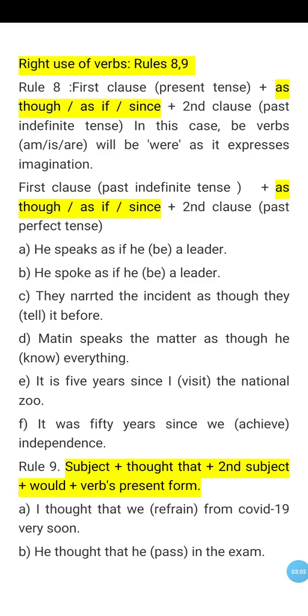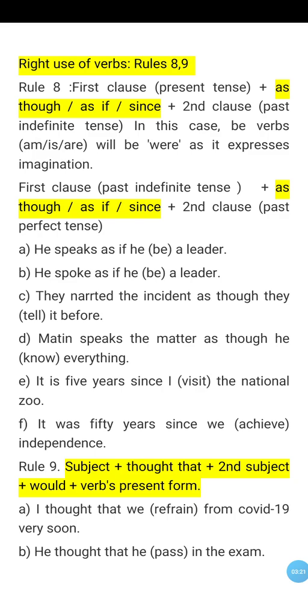D. Motin speaks the matter as though he know everything. Here you find the first clause present tense, so you have to turn the second clause into past indefinite tense. Then what will be the answer? The answer will be he knew everything.